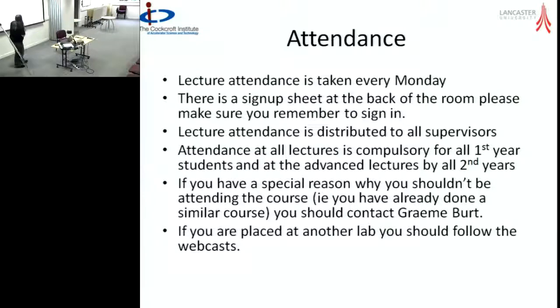So we have lectures every Monday. We take attendance every Monday. You have to sign in once per day, not once per lecture, not once per course, once per day. So every Monday you've got to sign in. The sign-in sheet's in the back of the room. Lecture attendance is taken every 3 months and distributed to the supervisors, so they'll see if you're attending or not.